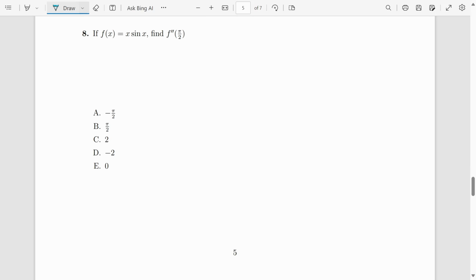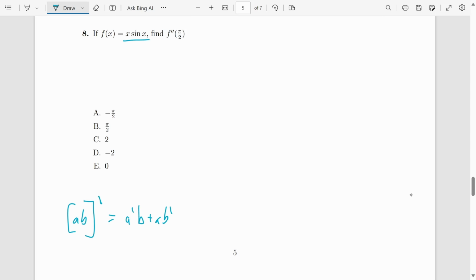Question 8, we've got a double derivative this time. That's interesting. If f of x equals x sine of x, take the derivative of it twice, and then plug in pi over 2. So the first derivative of x sine of x, probably product rule here. Again, this is a very common derivative rule, the product rule here. It comes up a lot. So that's a prime b plus a b prime.